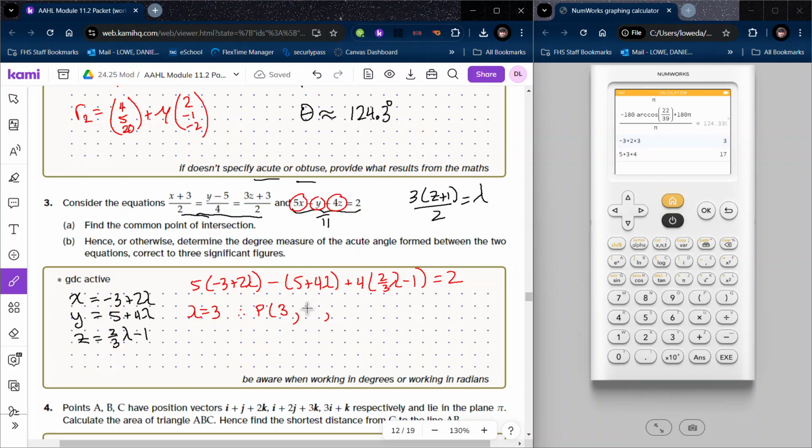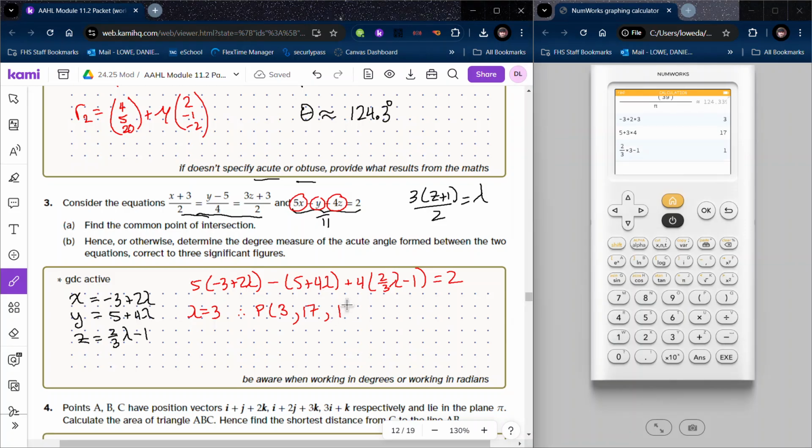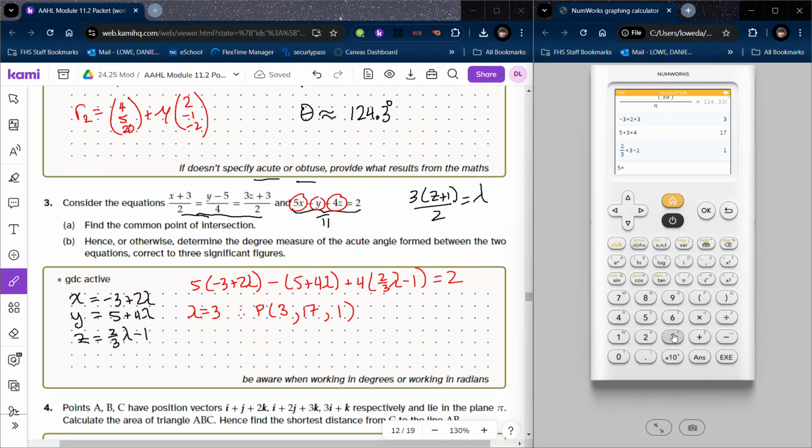And lastly, 2/3 times 3 minus 1. And so there we have the coordinate of our point of intersection. You could certainly substitute that point into the equation for your plane and double check that the solution is consistent, and it is. So we have the point of intersection.